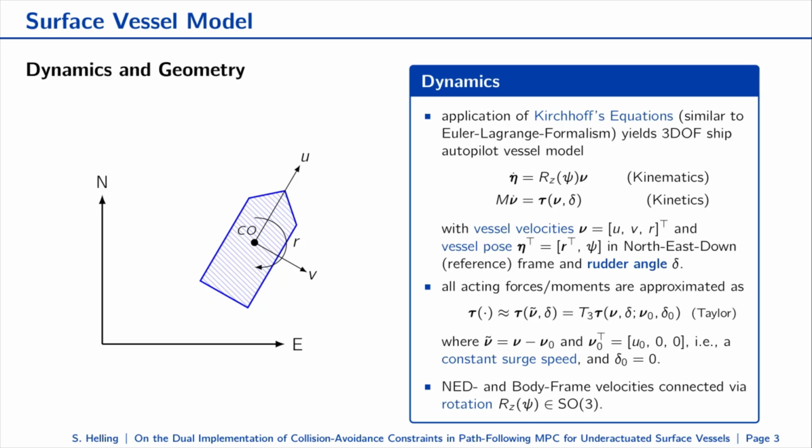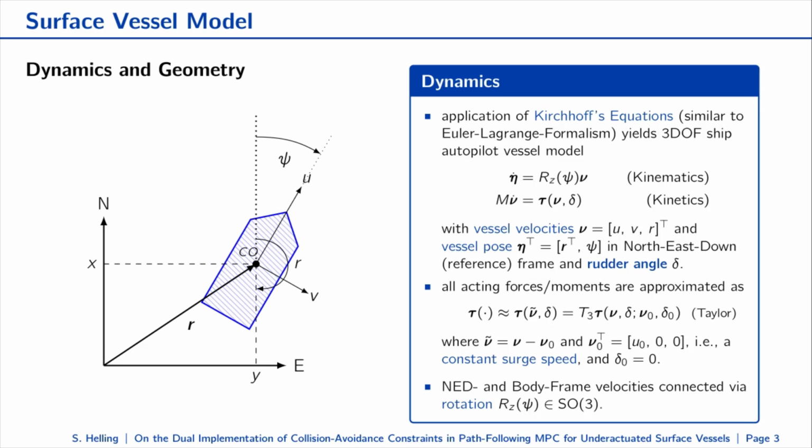The kinetic part of the model is obtained by means of Kirchhoff's equations of motion and expresses the rates of change of the vessel's velocities u, v and r, which are shown on the left. In this equation the inertia matrix M arises and the nonlinear function tau includes all acting forces on the vessel, which, among others, are due to nonlinear drag and the rudder angle delta, which is the control input. This nonlinear function is approximated by means of a Taylor series expansion and assumes a constant forward speed u0.